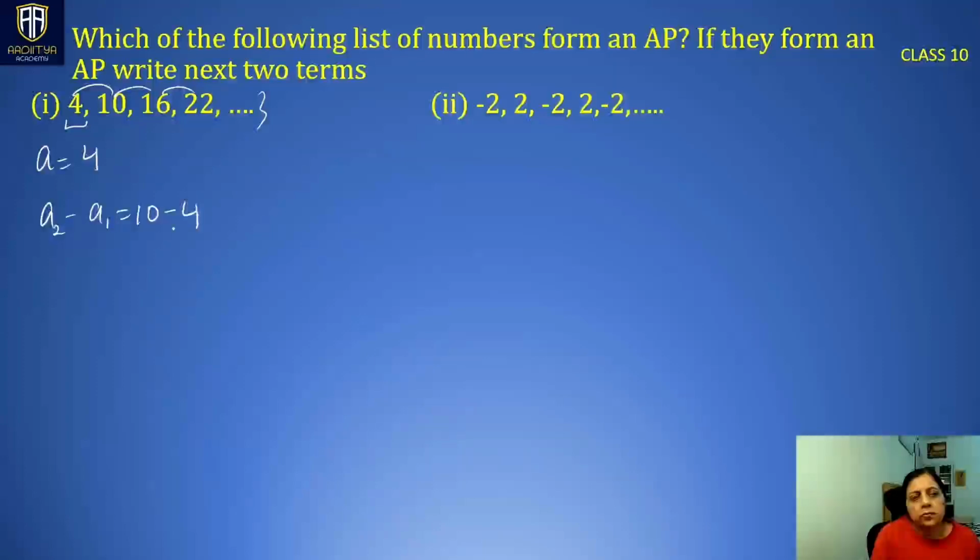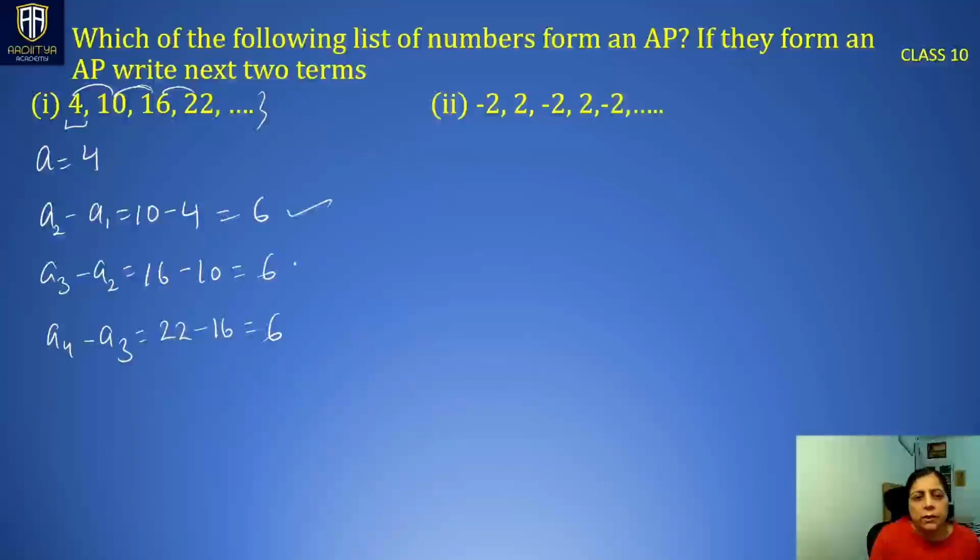So check for A2 minus A1: 10 minus 4, that is 6. Check for A3 minus A2: 16 minus 10, also 6. Finally we have A4 minus A3, 22 minus 16, which is also 6. So you can say that the difference between all two consecutive terms is constant. So we can say that this is an AP, an arithmetic progression, right?